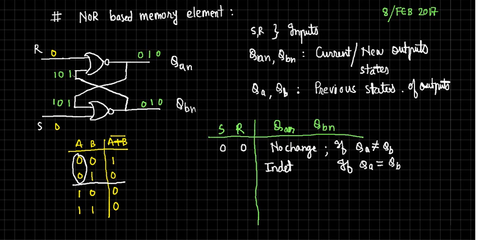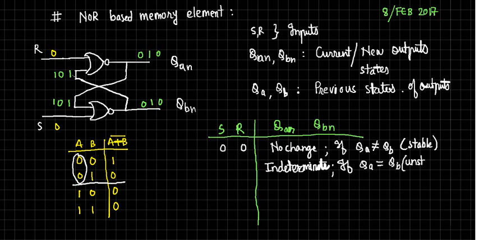What do you mean by indeterminate? There won't be any stable state there. Okay, so here it's stable. Are you getting it? Stable. Yesterday we didn't note it down specifically. Today we are doing that. Indeterminate. We can't determine. Indeterminate, if QA and QB, what are QA and QB? The previous output. So this is an unstable situation. We should always avoid that. Is it okay?